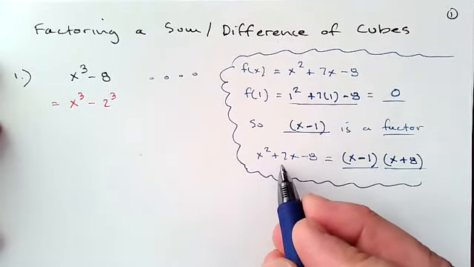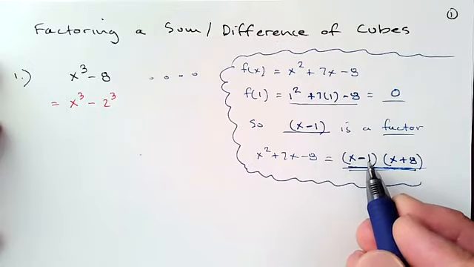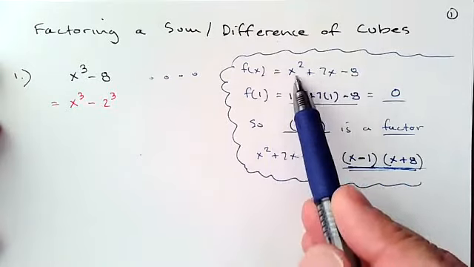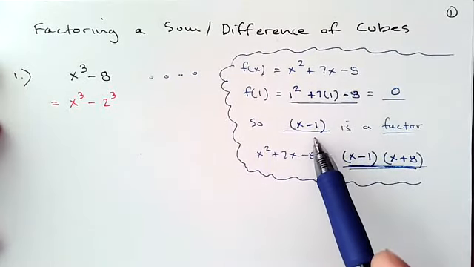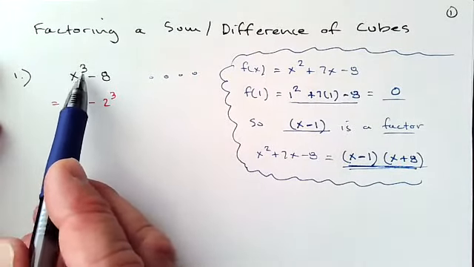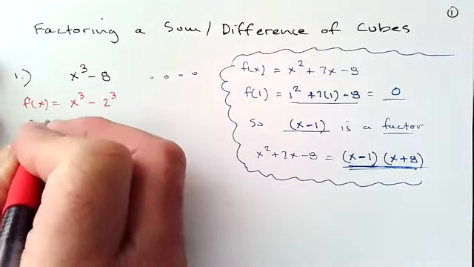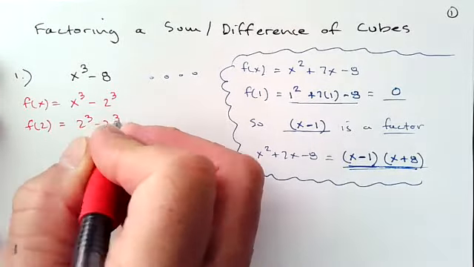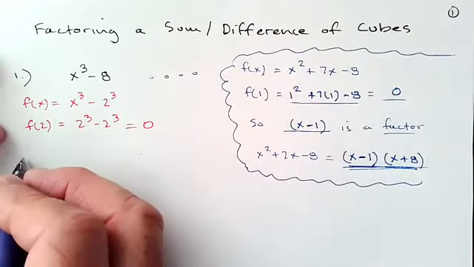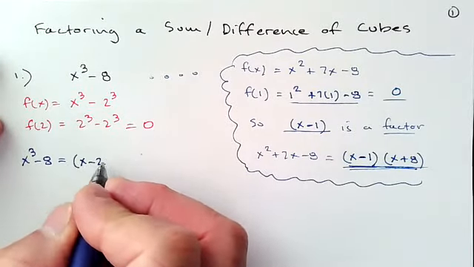Because if you plug in 1 and get 0 here, you ought to be able to plug in 1 here and get 0. And of course, 1 minus 1 is 0, times anything will be 0. So if you know a number that you plug in that gives you 0, then you know a factor. So back to x cubed minus 8, what's a number that you could plug in and make that equal to 0? Hopefully you see that if you plugged in 2, 2 cubed minus 2 cubed would give you 0. So knowing that 2 gives you 0, what factor is guaranteed to come up? It's going to have to be x minus 2.